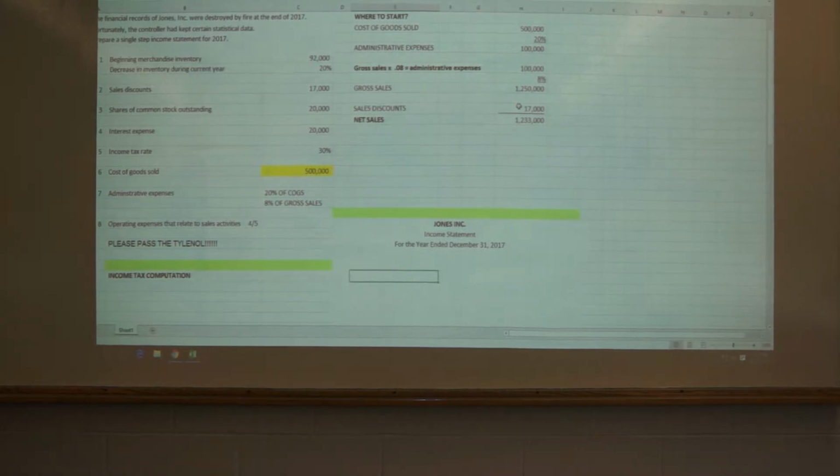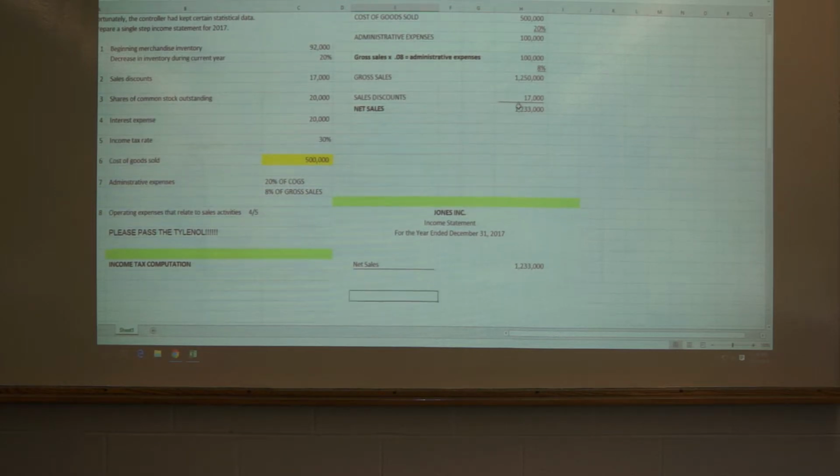They asked for a single step, I think. So we'll just start with net sales of 1,233,000. And then we would go cost of goods sold. Oh wait, we're doing a single step. Okay, so that would be our net sales, just our revenues. And then we would do our expenses. And our first expense would be cost of goods sold, which we know is the 500,000.